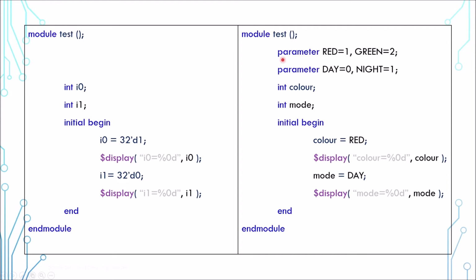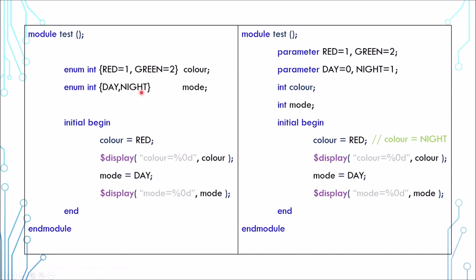One way to resolve the meaning of value is to use parameter to represent the values. In this code, you can easily understand that red is 1 and green is 2, and day is 0 and night is 1. There's still a possible problem here. For example, color equals red is the same as color equals night, which is the same as color equals 1.